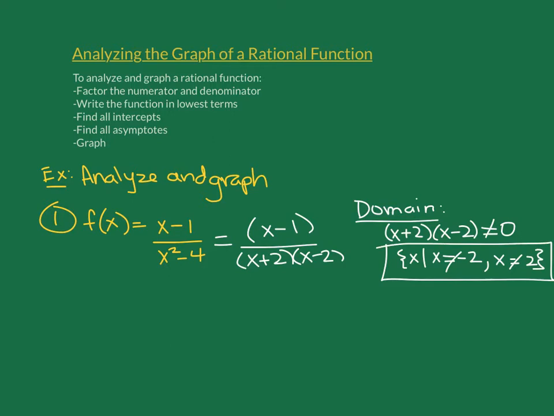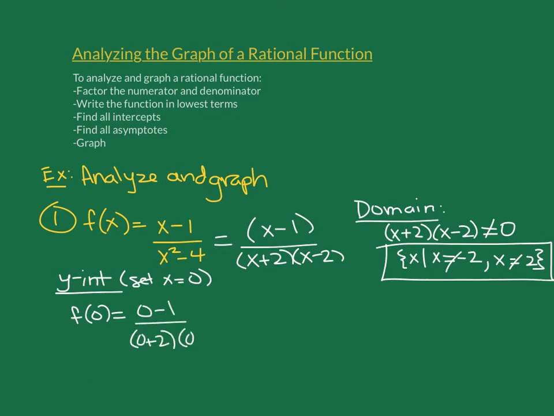Then the next thing we're going to do is find our intercepts. Let's start with our y-intercept. To find your y-intercept, you set x equal to 0. I'm writing it as f of 0, that's my y-intercept, is equal to all of this. Usually it's easier if you use the equation after you factor it. So you should end up getting, hopefully, 1/4. So my y-intercept is at 0, 1/4.